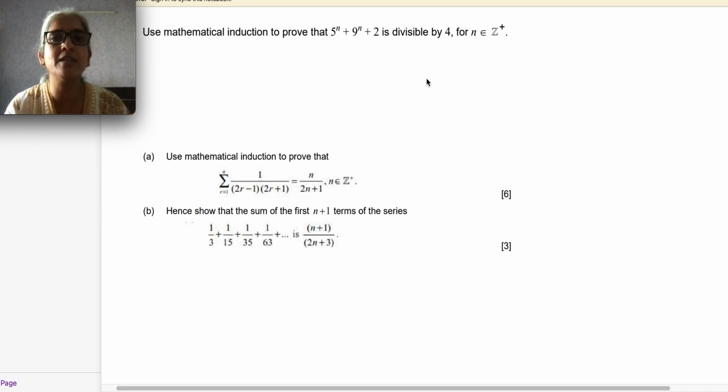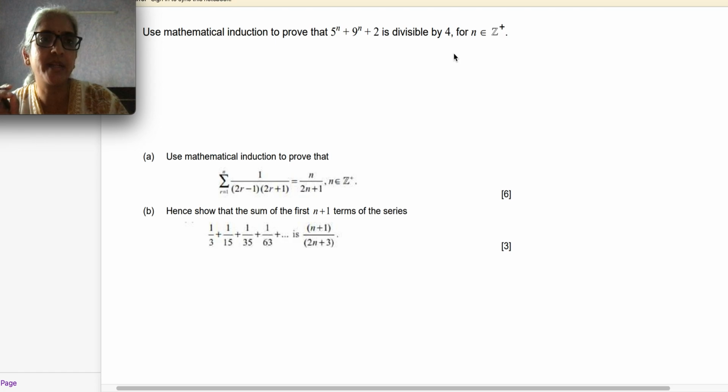So the first question here says 5 raised to n plus 9 raised to n plus 2. Use mathematical induction to prove that this is divisible by 4 for n belonging to all positive integers. It's a good thing to recognize here that writing it in correct mathematical notation is very important. It is going to be important for your mathematical exploration as well. So communicating in the right kind of notation is important, and being able to read as well, right?